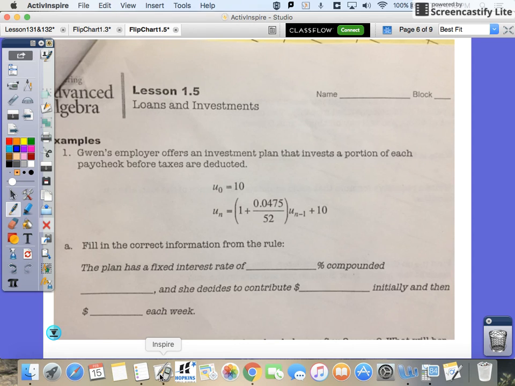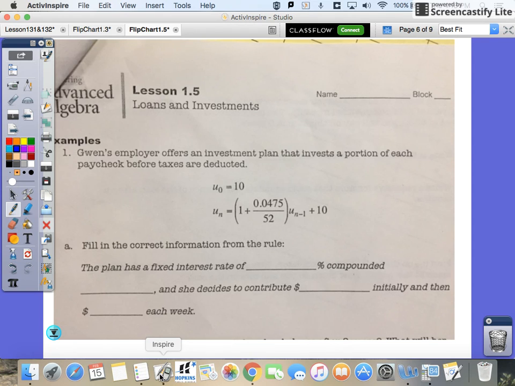This first example says Gwen's employer offers an investment plan that invests a portion of each paycheck before taxes are deducted. If you want way more information than you ever could have cared to know about this type of stuff, come talk to me because I really enjoy explaining it. But basically, she's going to take some money out of her paycheck and put it in for retirement, okay?